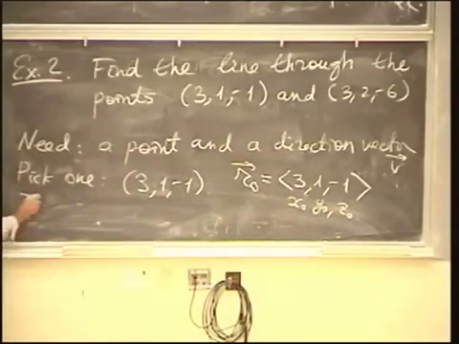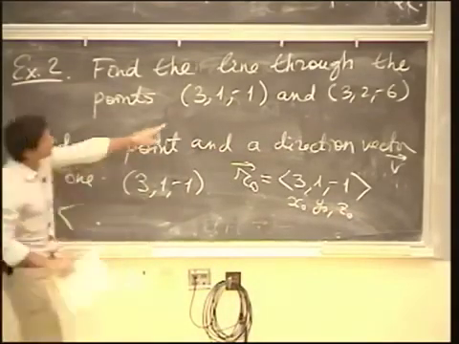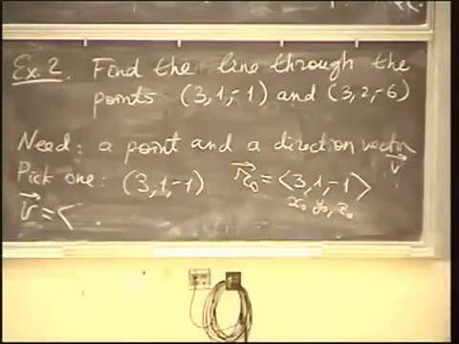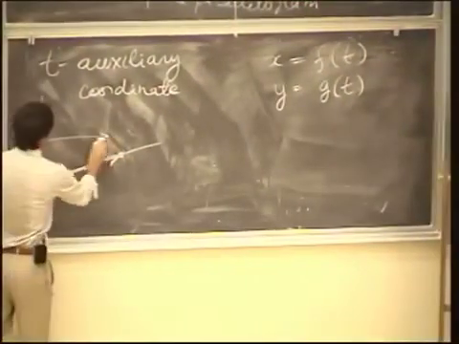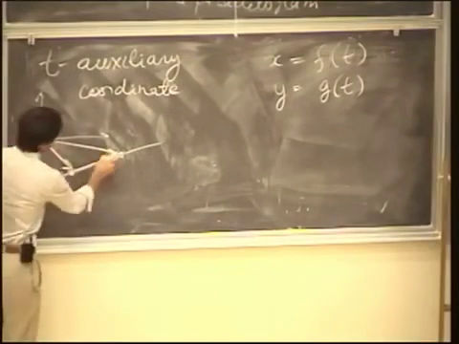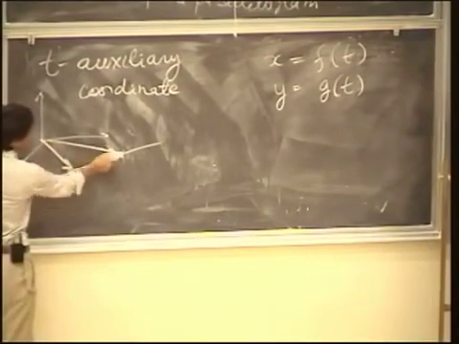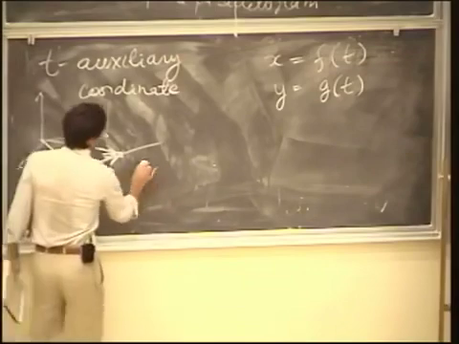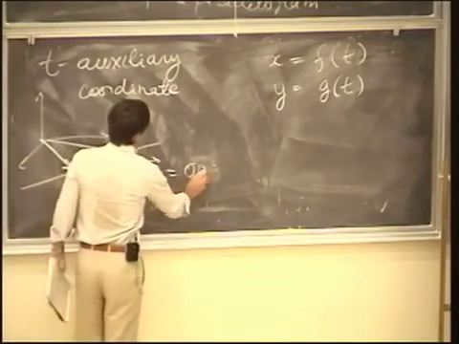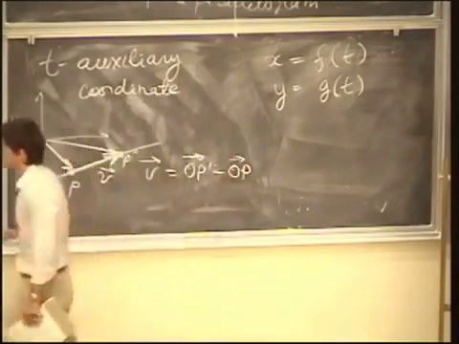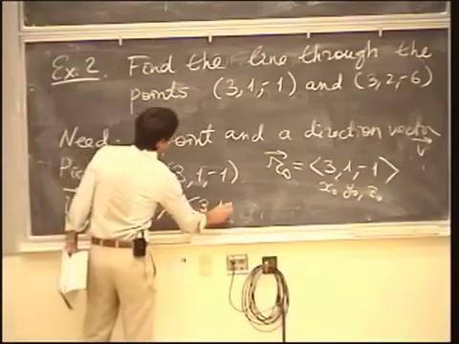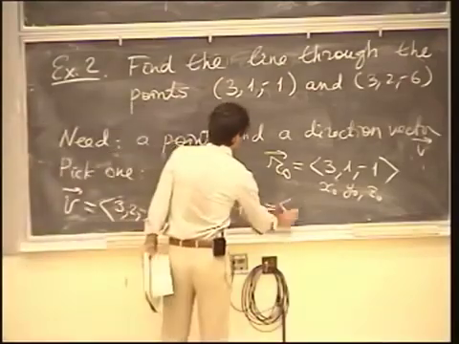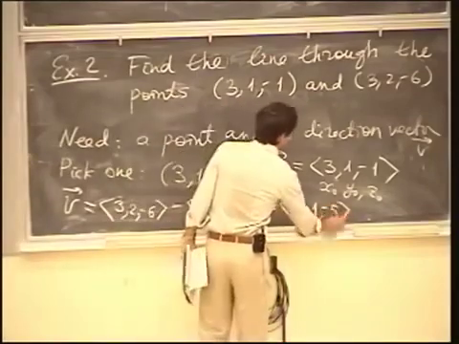And now, to find v, we can simply take the difference between the position vectors of these 2 points. If you have 2 points on the line, you can surely find this vector by taking the difference between this vector and this vector. So you can write v as OP prime minus OP. So I simply take the difference from (3, -6, ...) and I subtract <3, 1, -1>. What's the result? The result is <0, 1, -5>.